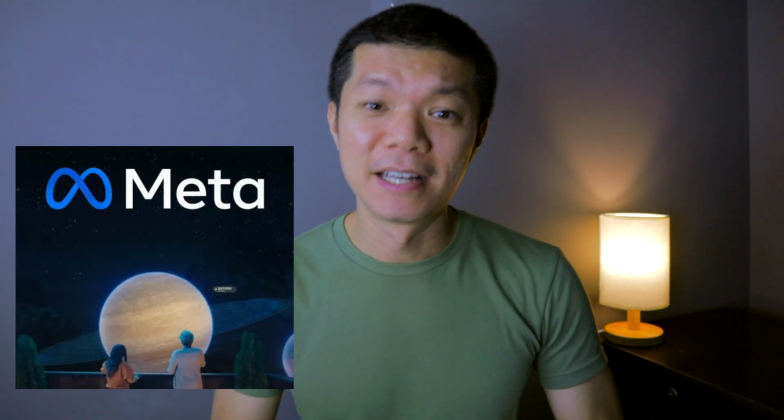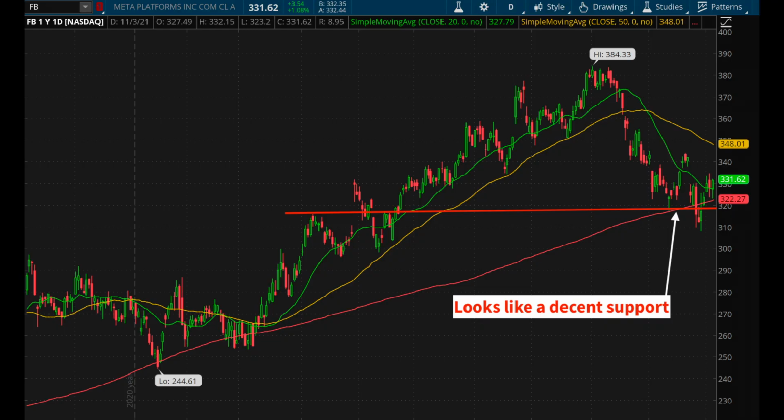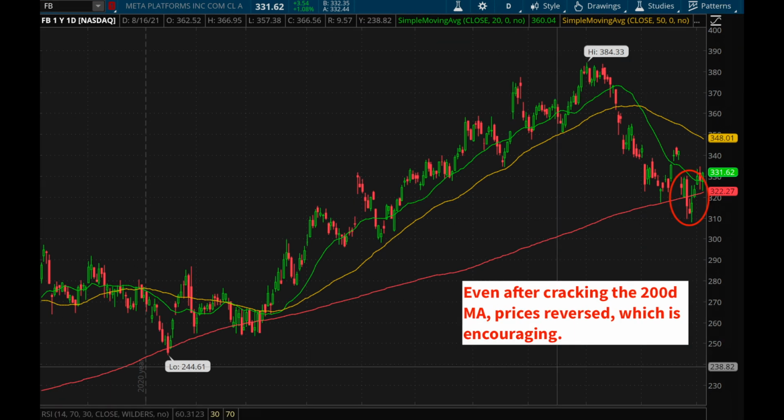Let's use the Facebook stock, or Meta if you prefer, to illustrate how I would use position sizing combined with some price levels to give you that position size. And as you can see from the chart, there is a nice price support level, but it's also verified by a 200-day moving average. Prices cracked down, but it looked like it made a reversal. And as I'm writing the script, it's currently priced at 332.